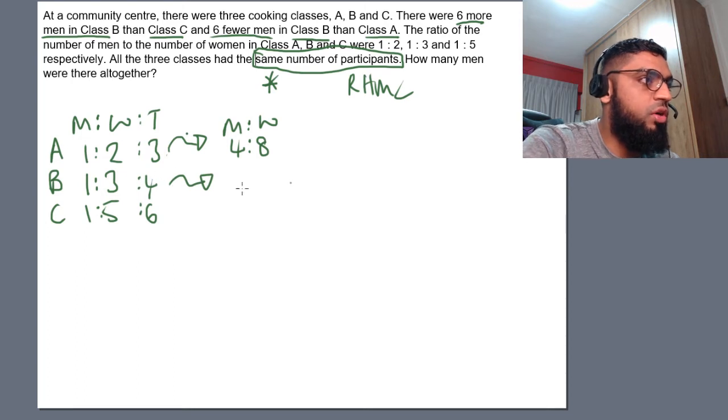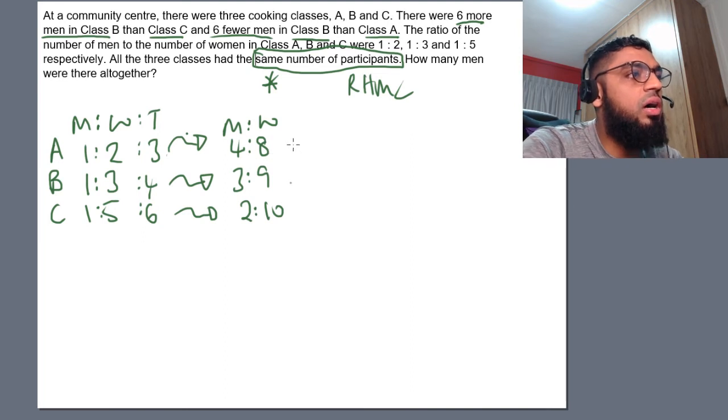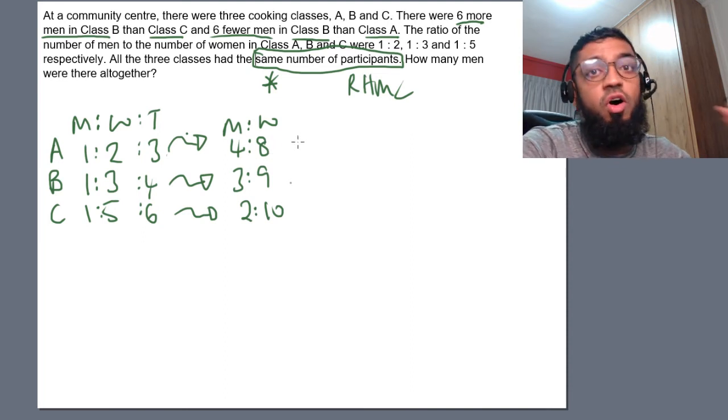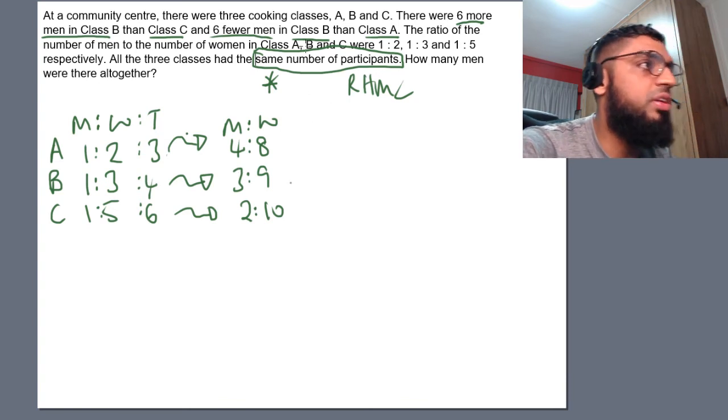For the second one, I multiply everything by 3. 4 times 3 is 12. So 3:9. And for the last one, I multiply everything by 2. So this becomes 2:10. As you can see very clearly, the total now is 12 units for all the 3 classes. So from here I use the information given in the question.